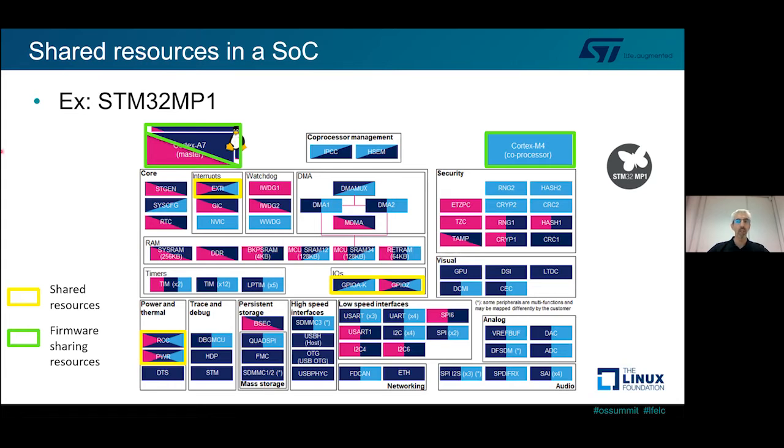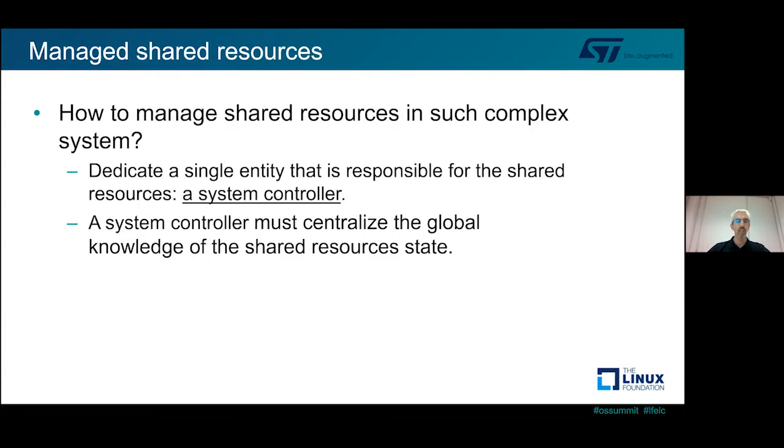So let's go to the next slide. Now, managing shared resources. The question is how to manage these shared resources in a complex system. In the past, we relied on the Linux OS running and controlling the power of the application processor, which may be good, but which implies some issues regarding system behavior if your Linux crashes, or under system attacks, and robustness.